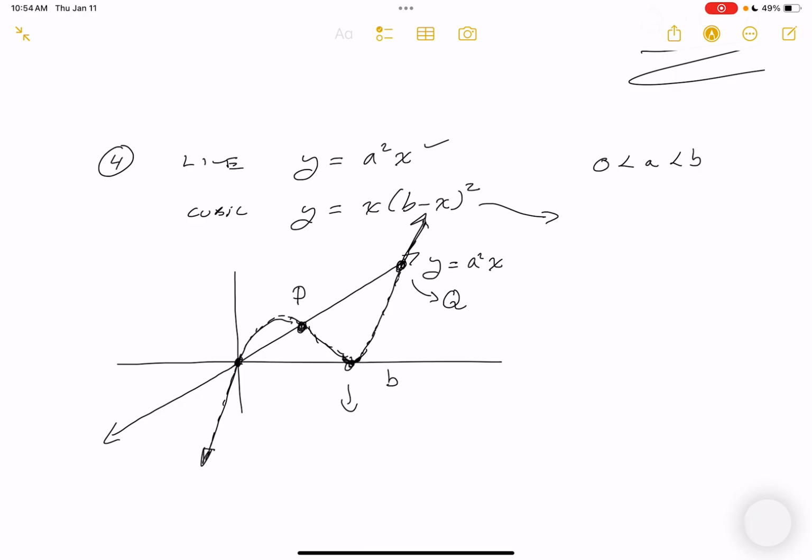And this is a point over here. This point over here is b comma 0. This point over here is 0, 0. I know the slope of this line over here, the slope of the line is just simply a squared.